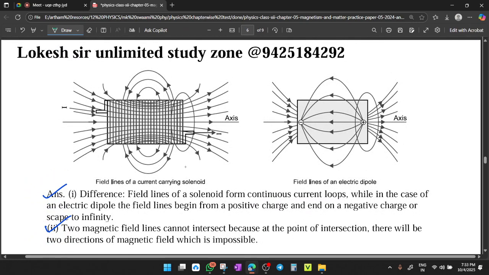See here, the loops are closed here. Okay. So these lines should be magnetic lines of force. But here the lines are open. See here, this is plus and minus. So the field lines are of an electric dipole. So the difference: field lines of a solenoid form continuous closed loops, while in the case of an electric dipole, the electric lines begin from a positive charge and end on a negative charge or escape to infinity. Clear? So the first one is a magnetic dipole, and the second one is an electric dipole.